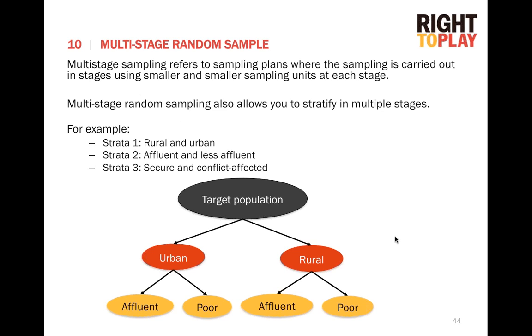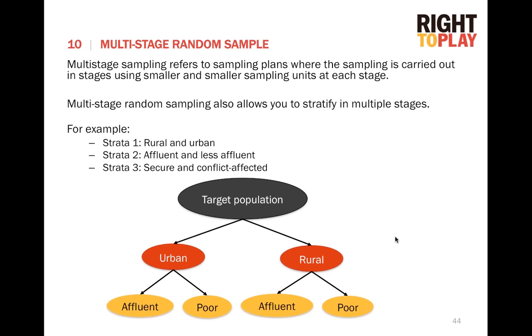So if you're doing a multi-stage random sample, you do have to start with a fairly large number in your sample to work down. And as you work down, you need to make sure that you're going to have enough to satisfy your sample size.